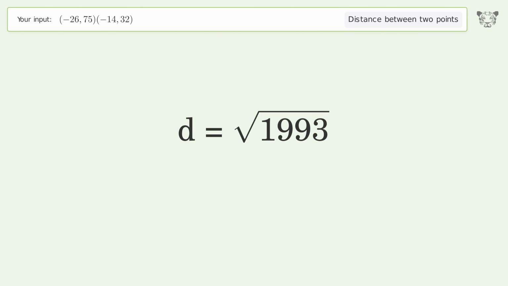And so the distance between the 2 points is the square root of 1993, or 44.643.